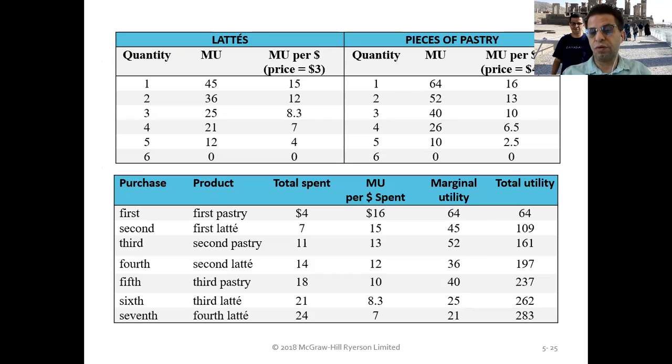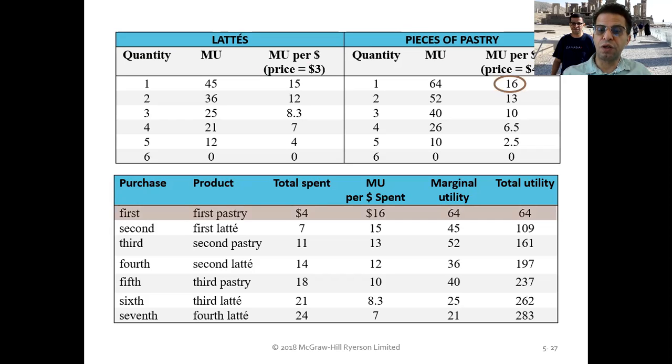Now let's assume here that the prices are not similar. Here the price of latte is $3 and the price of pastry is $4. We're still going to look at MU per dollar. What are the marginal utilities giving per dollar? According to that, we select. So as we said, it's a $3 latte, $4 pastry.